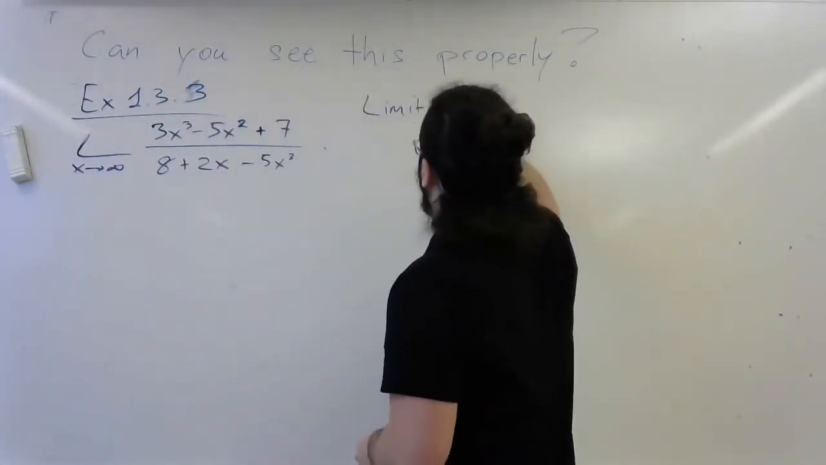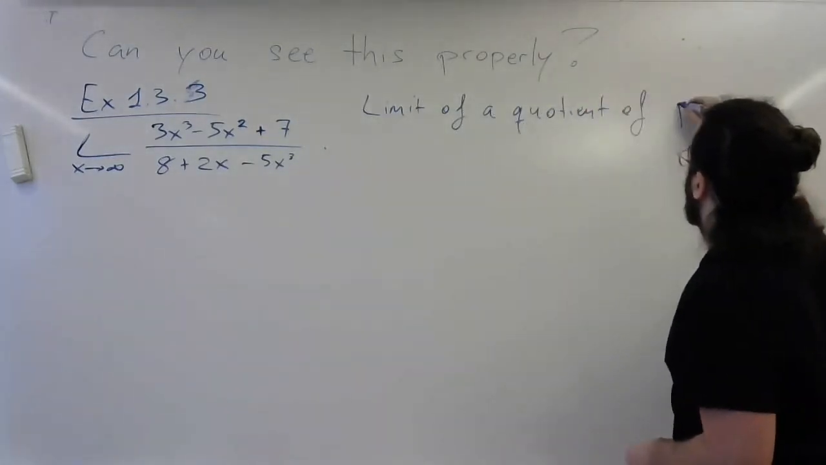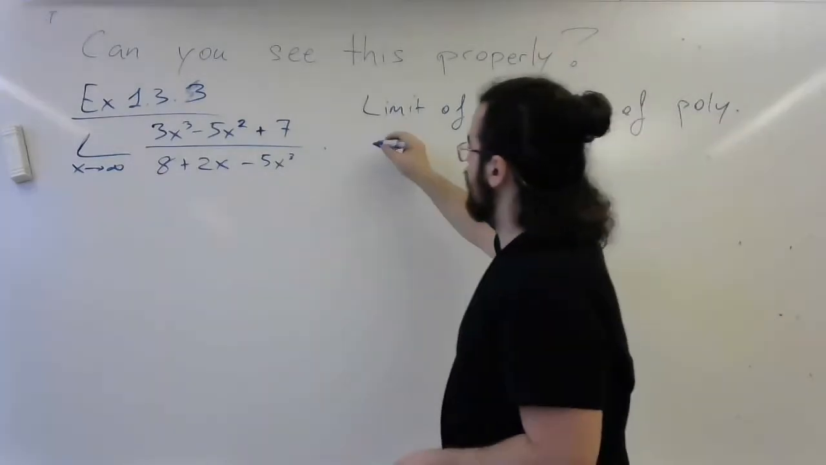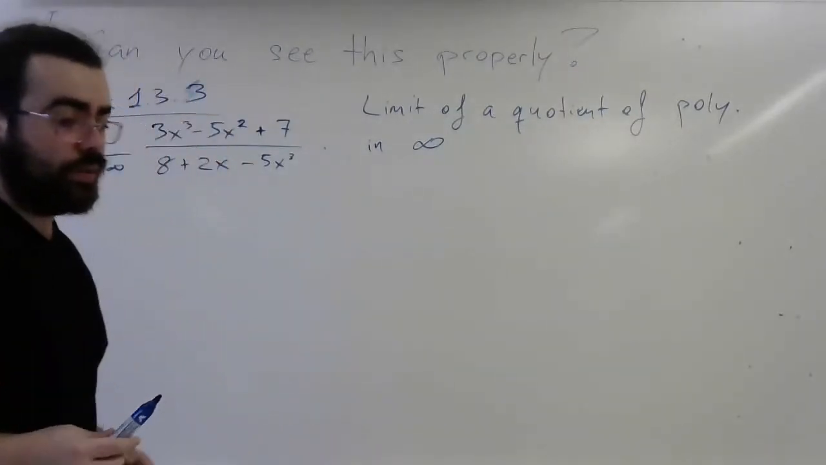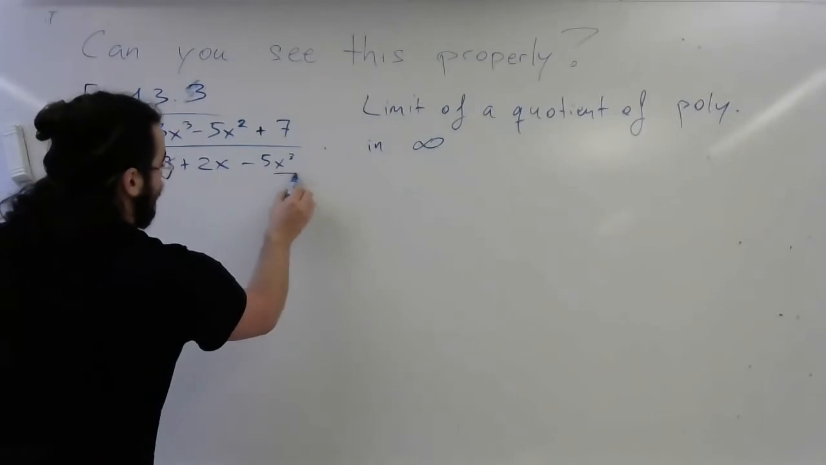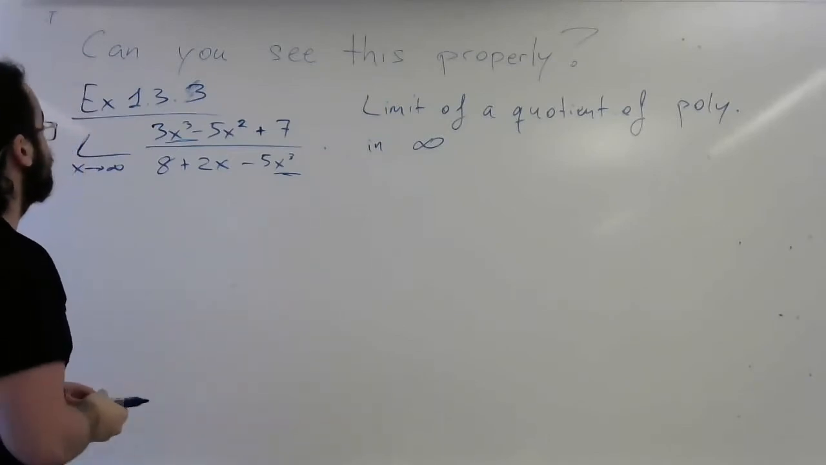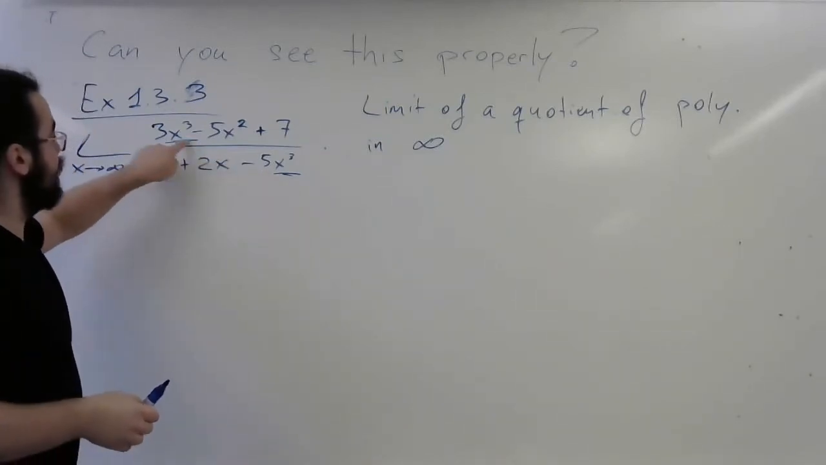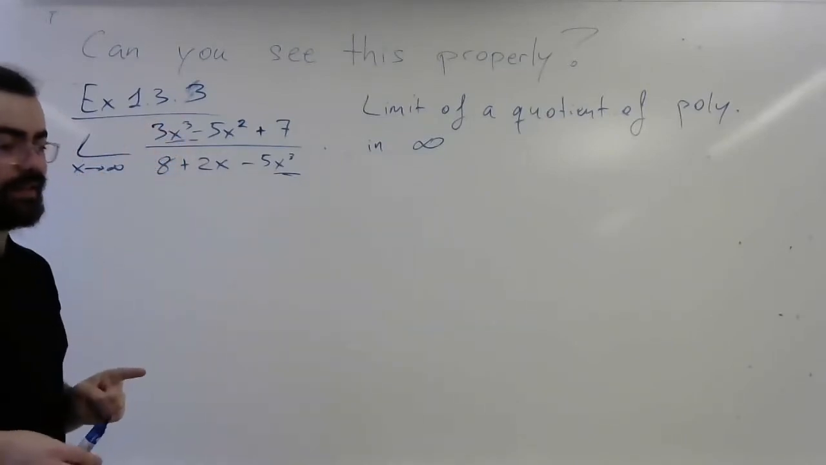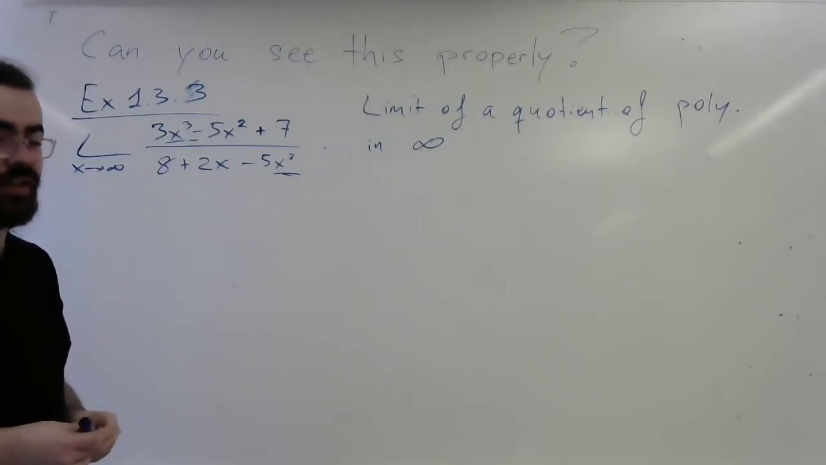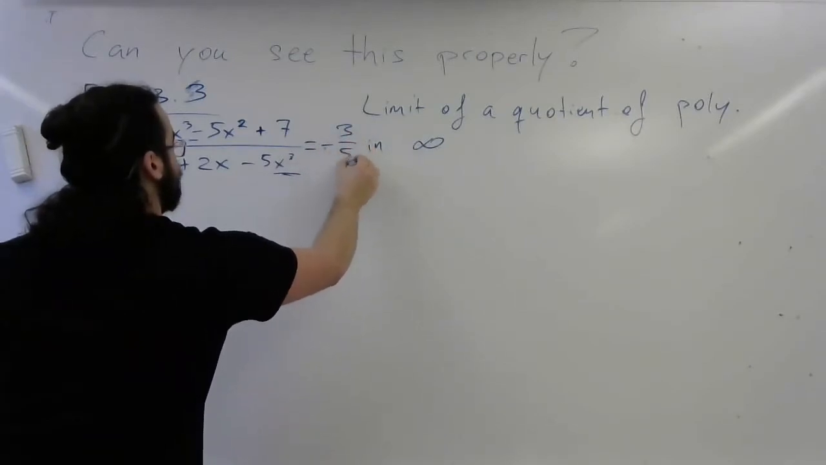Limit of a quotient of polynomials in the infinite. So what we do here is we check the highest degree. If the highest degree of both polynomials is the same, the limit is the quotient of its coefficients. So I can instantly say this limit is equal to minus 3 divided by 5.